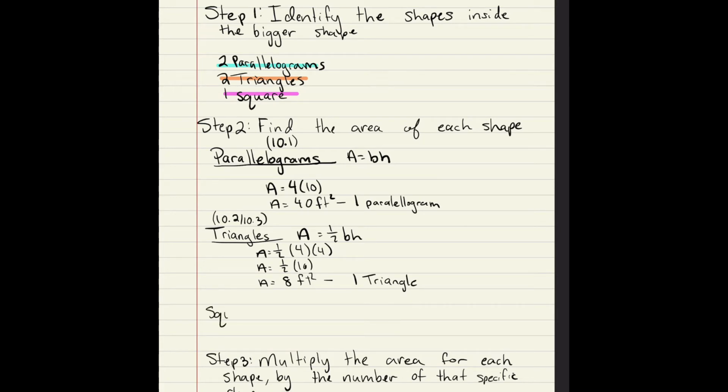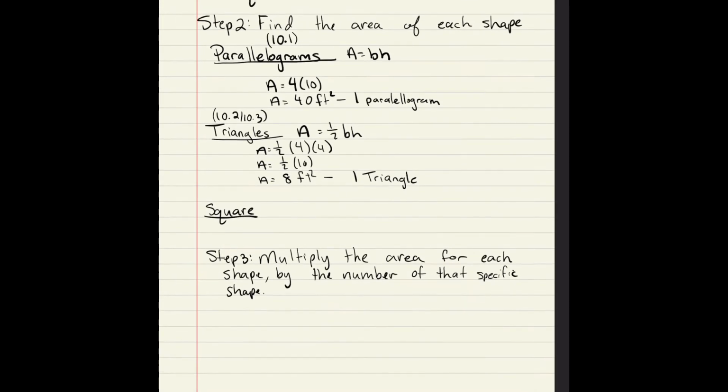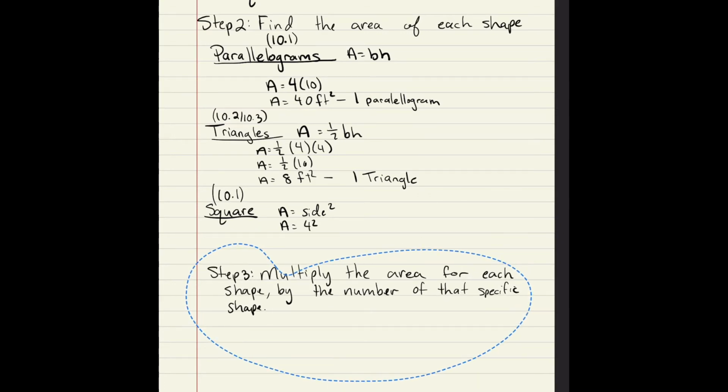Now I need to move on and find the area for my square. I went over how to find the area of a square in 10.1. So if you want to see an example of that, look back at 10.1. And remember, the area is just side squared because all the sides are the same length. So the area equals 4 squared. So I have 4 times 4, which is 16. And that's 16 feet squared, and that's for one square.